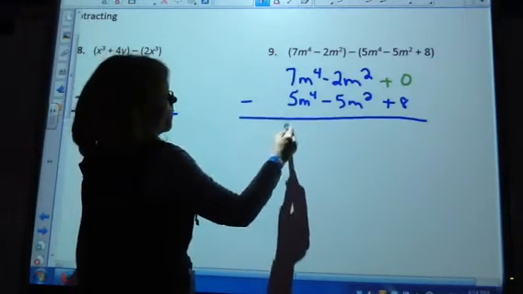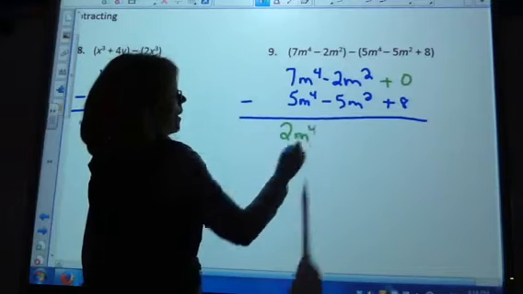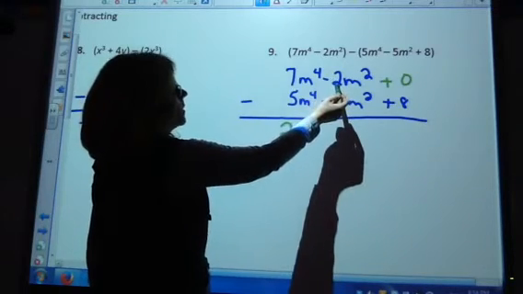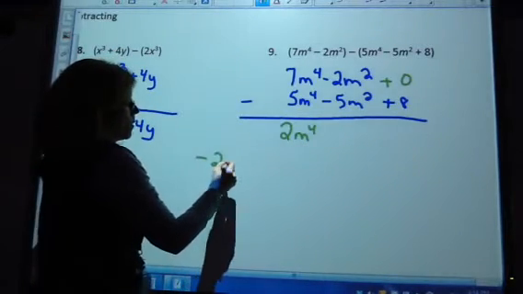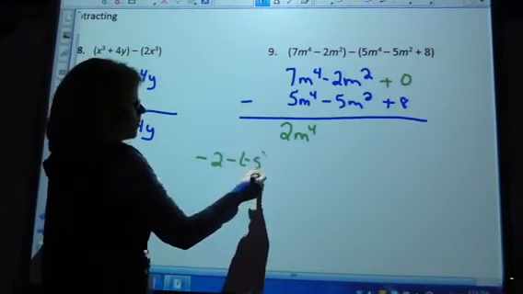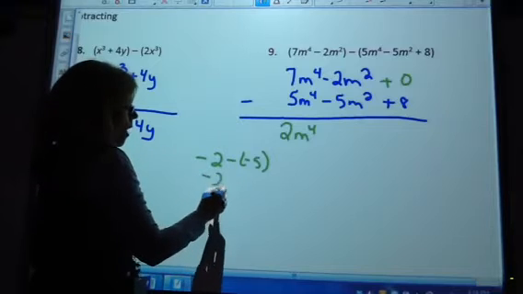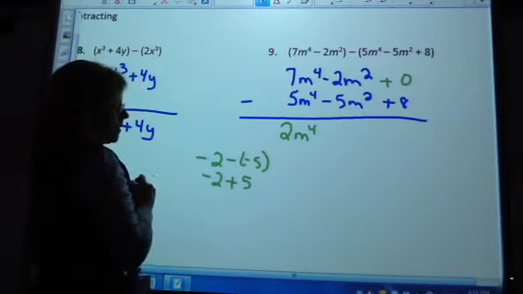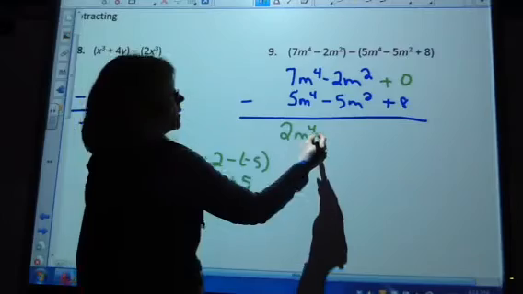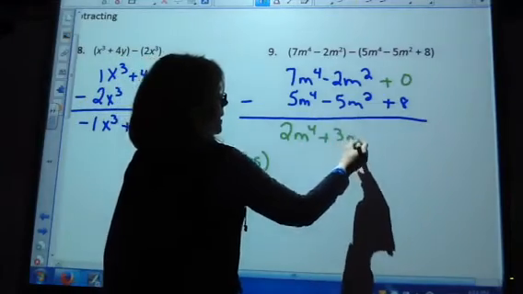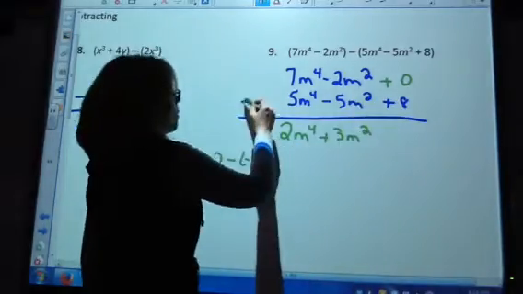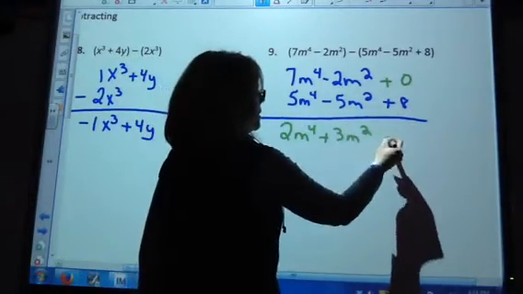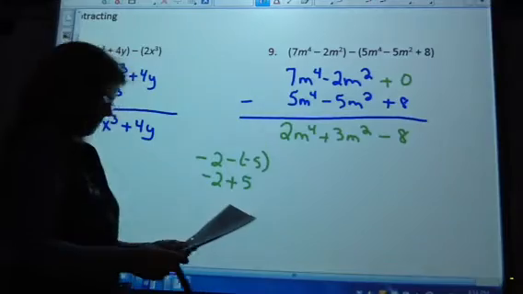7 minus 5, 2m to the 4th power. Now be careful here. This is negative 2 minus a negative 5. Negative 2 minus a negative 5. So you always add its opposite. So my answer here is a positive 3m squared. And then I have 0 minus 8, which is negative 8.